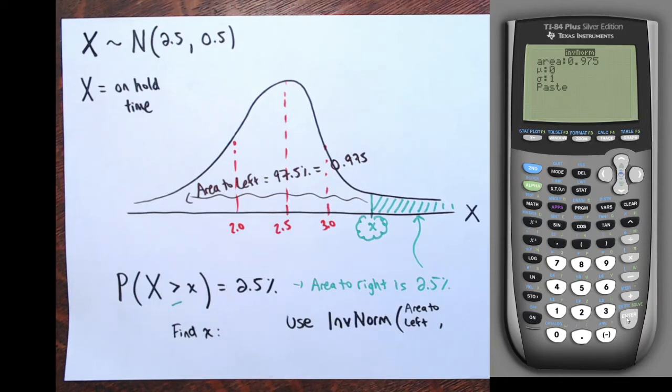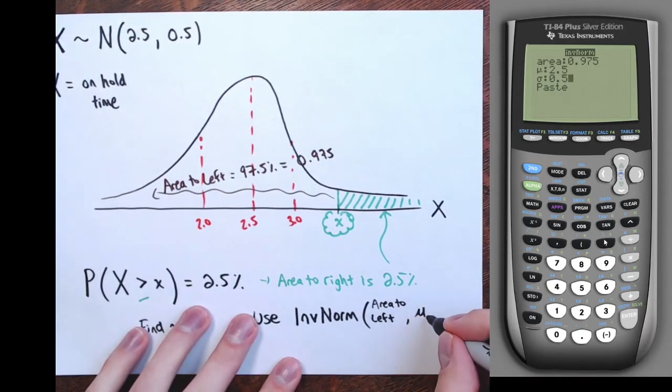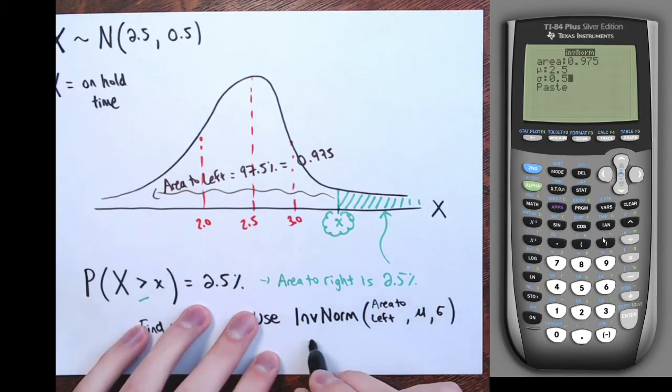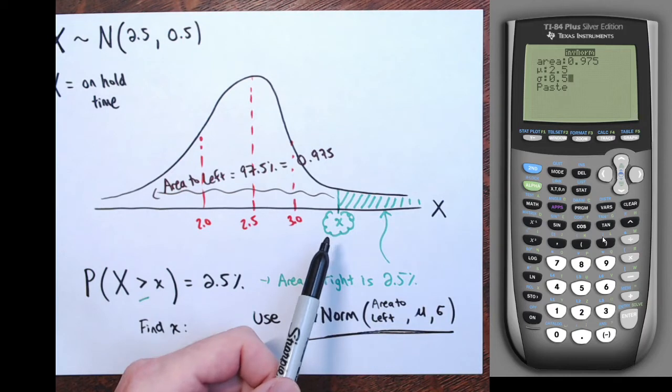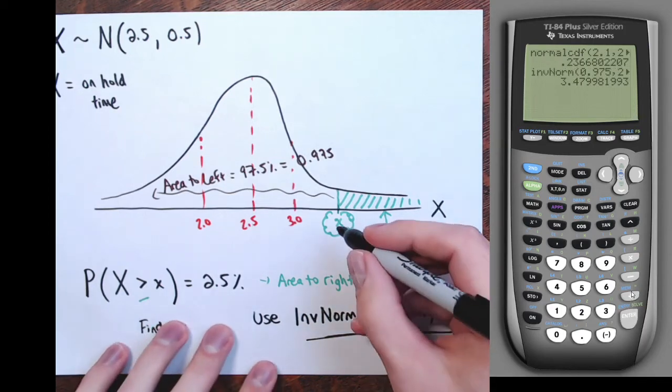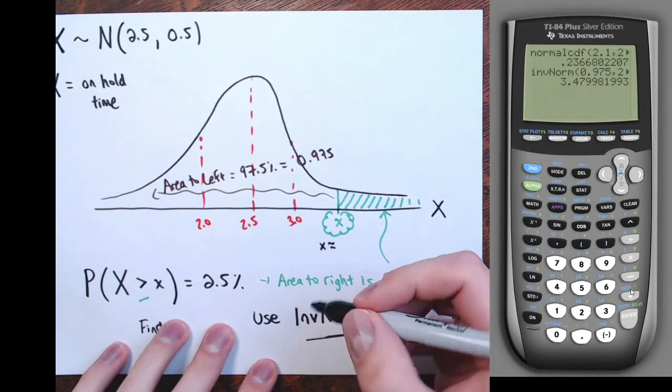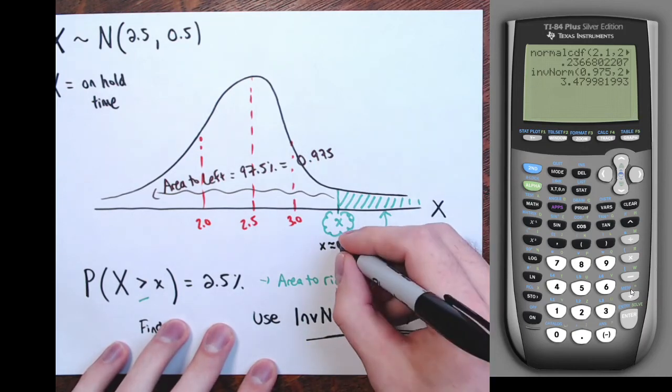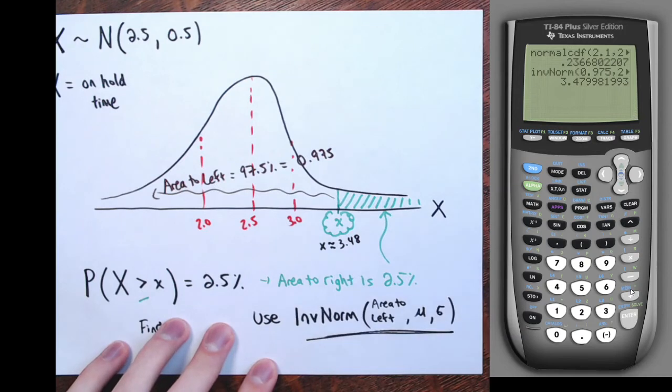And then what's the mean? Again, it's not the standard normal, so the mean is not 0 and the standard deviation is not 1. The mean for this distribution was 2.5, and the standard deviation was 0.5. So it's area to the left, comma, mean, comma, standard deviation. That's what you're going to enter on your calculator to find these values given areas. And here's what it looks like. You got 3. So this value of x is approximately, and they say round to 2 decimal places, 3.48.